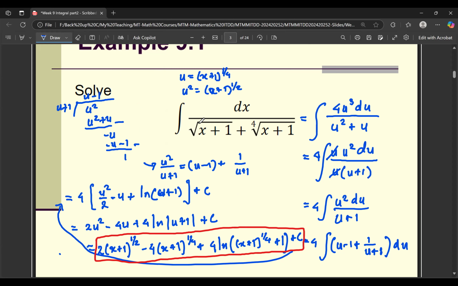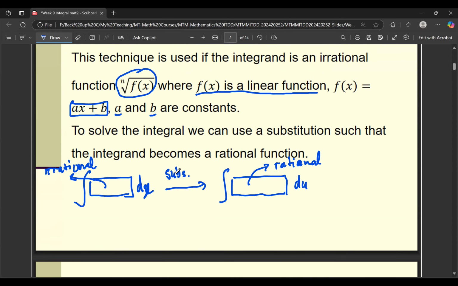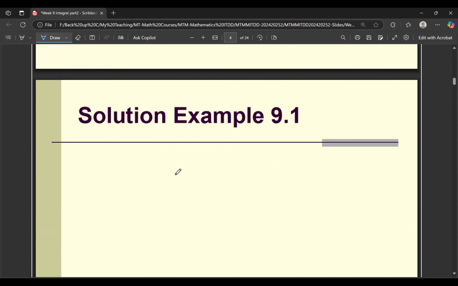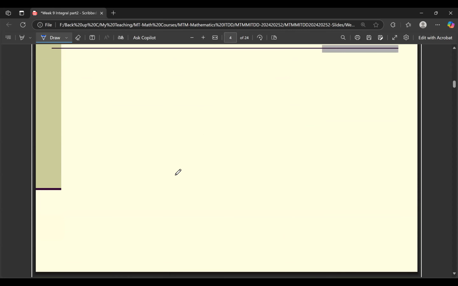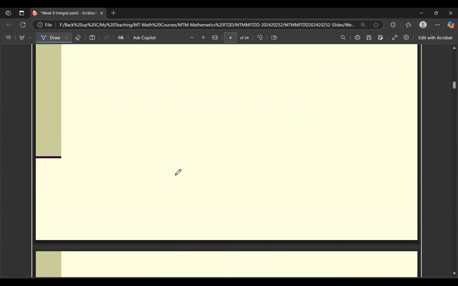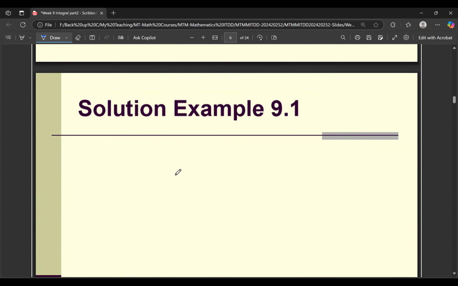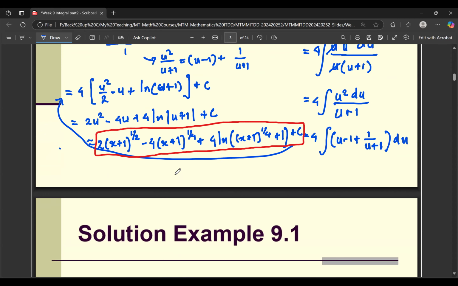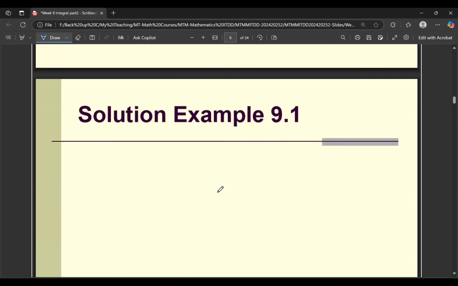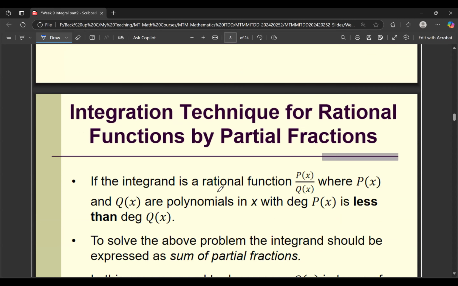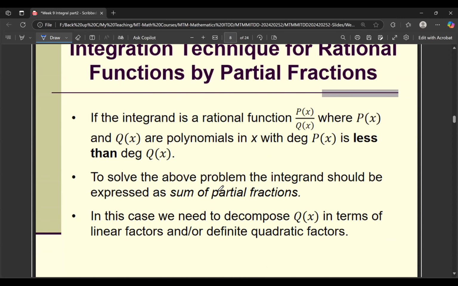Okay, this is the solution of example 1 in this meeting. We solved an integral of an irrational function. We could write in this empty space here, but I have already written it in this slide. So let us go to the second technique in this evening.